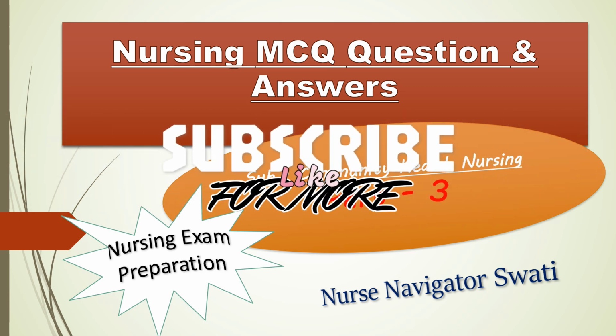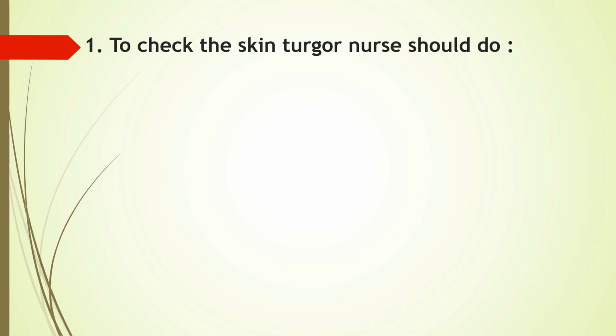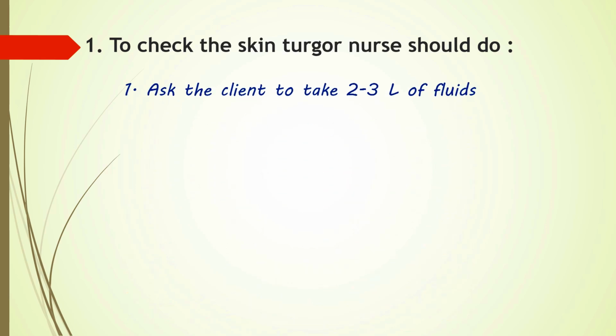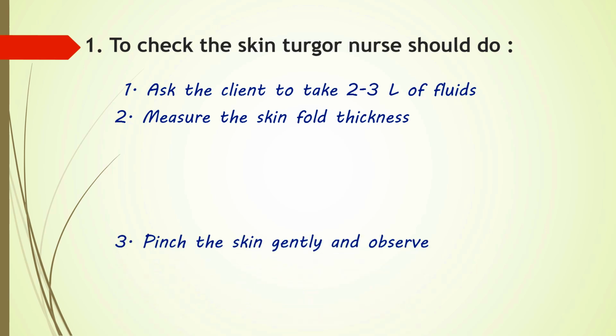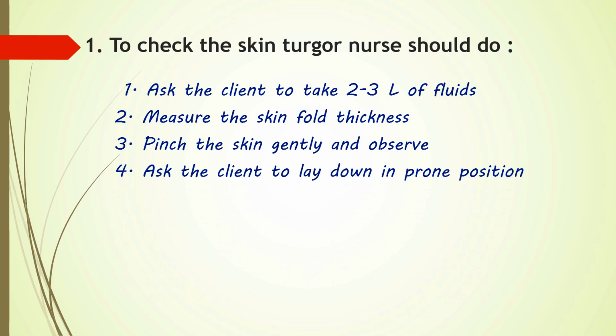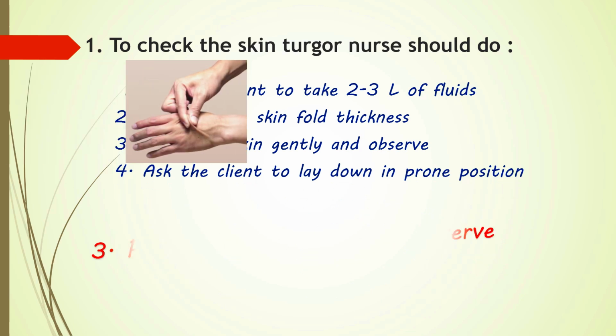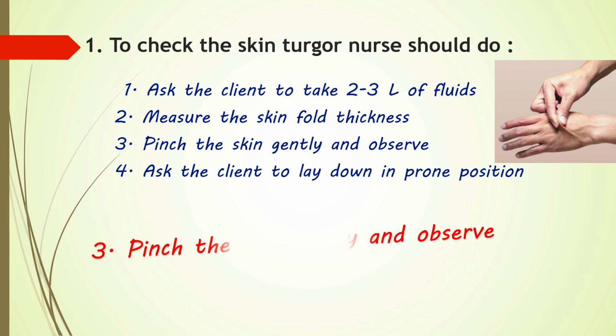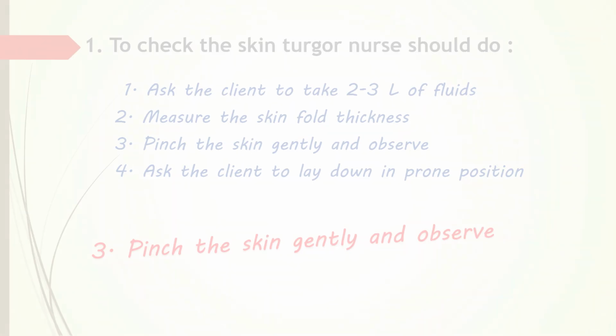Let's get started. Question number 1, to check the skin turgor, a nurse should do. Options are: ask the client to take 2 to 3 liters of fluids. Option 2, measure the skin fold thickness. Option 3, pinch the skin gently and observe. Or option 4, ask the client to lay down in a prone position. For checking of skin turgor, obviously a nurse should pinch the skin gently and observe. So here option 3 is the correct answer.